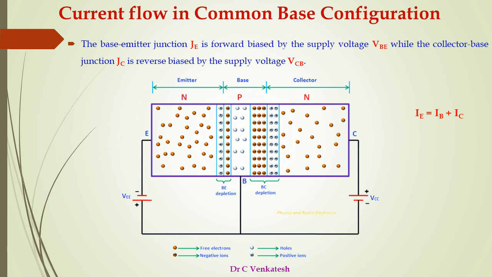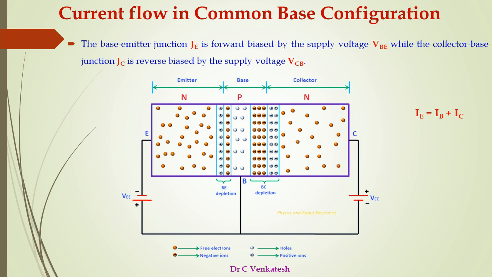Due to the forward bias voltage VBE, the free electrons, majority carriers, in the emitter region experience a repulsive force from the negative terminal of the battery. Similarly, holes, majority carriers in the base region experience a repulsive force from the positive terminal of the battery. As a result, free electrons start flowing from the emitter to base. Similarly, holes start flowing from base to emitter.